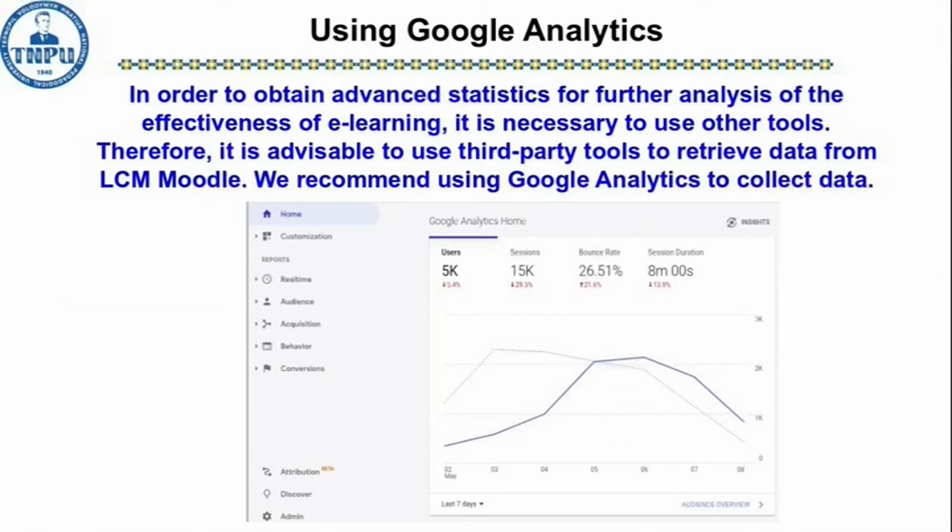In order to obtain advanced statistics for further analysis of the effectiveness of electronic learning, it's necessary to use other tools. Therefore, it's advisable to use third-party tools to retrieve data from Moodle. We recommend using Google Analytics to collect data. The interpretation of Google Analytics data from electronic learning sites may differ slightly from the generally accepted interpretation of data for commercial or social networking sites. Let's consider the basic metrics that should be used to analyze the effectiveness of electronic learning.